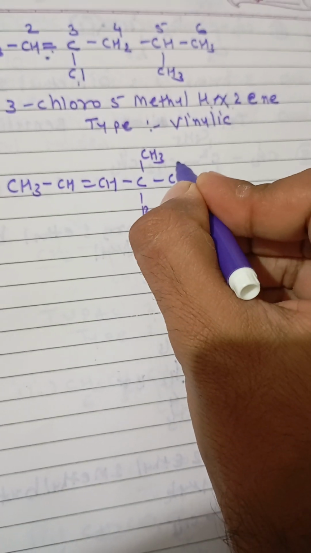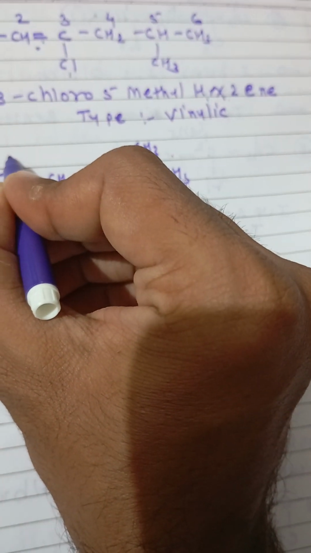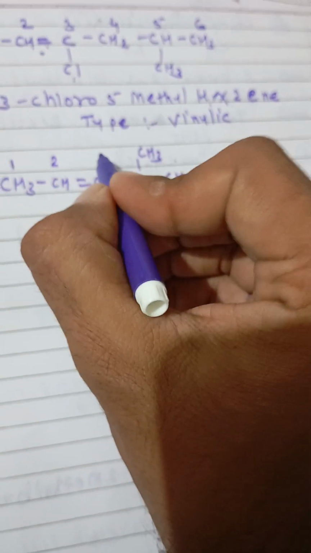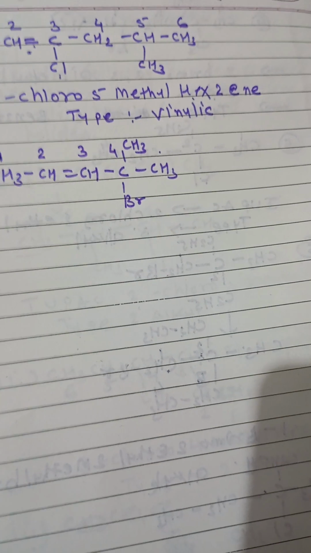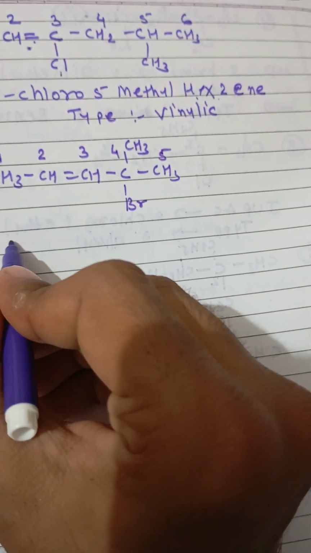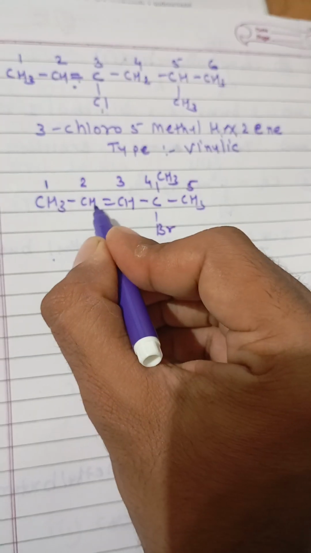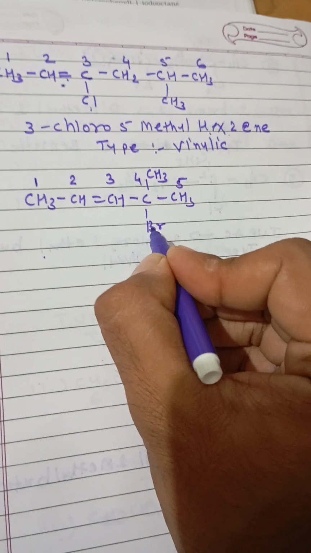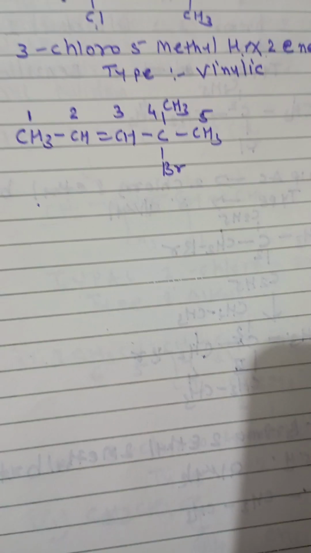We can start from either side, but we start from left to right, because then the double bond gets the lower number. So when you move from left to right, the double bond gets the lower number. So the name of the compound is like this. In the chain there are 5 carbons. The second carbon has the double bond, and the fourth has 2 substituent groups, Br and CH3.